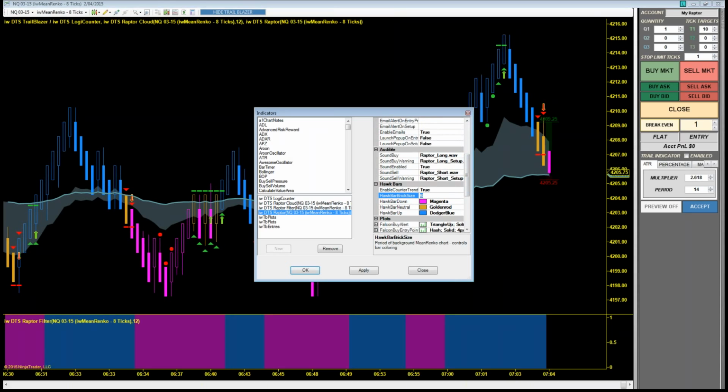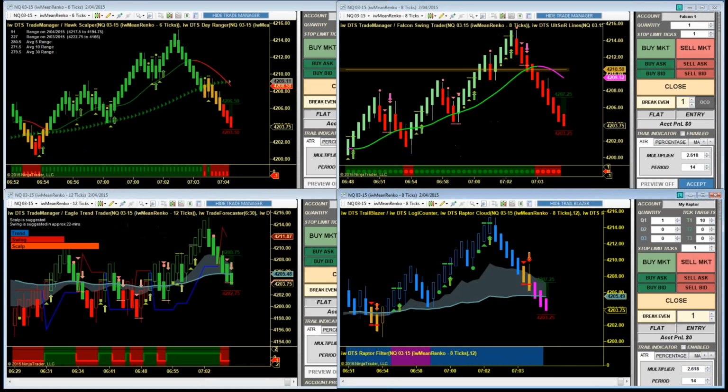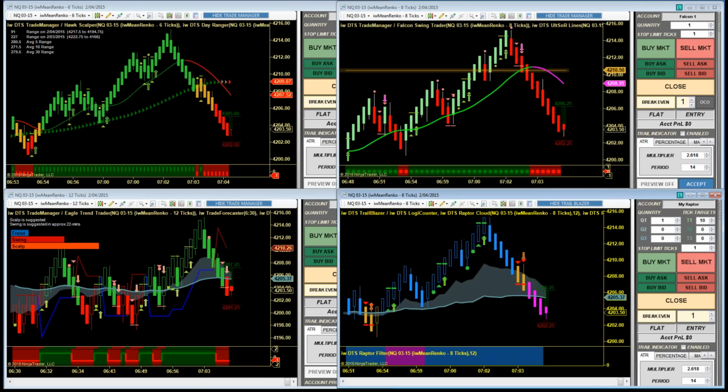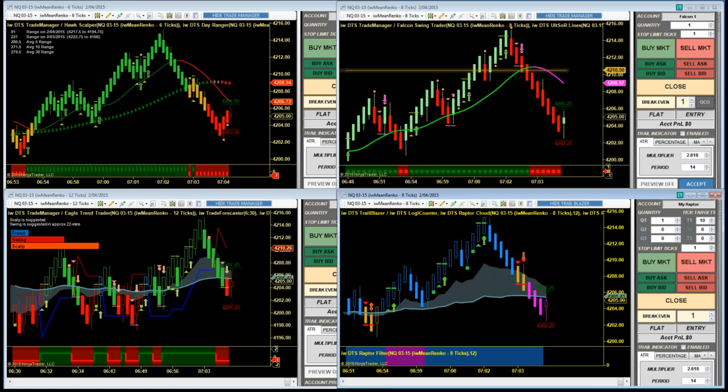All these things are fully customizable, however. So if you go take a look at your tools, you can see that you can change the parameters to your liking. I know a few people like to tweak, so the Raptor allows you a certain amount of tweakability, more than the other DTS tools. The other DTS tools are pretty much locked.